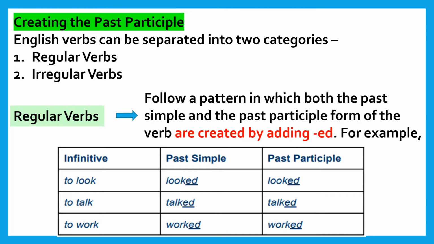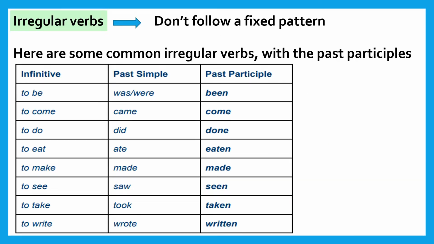So such words where a pattern is followed and is the same form for simple past tense and past participle, they are called regular verbs. Irregular verbs, on the other hand, don't follow a fixed pattern. The form of the verbs will change in the simple past and is different in the past participle.